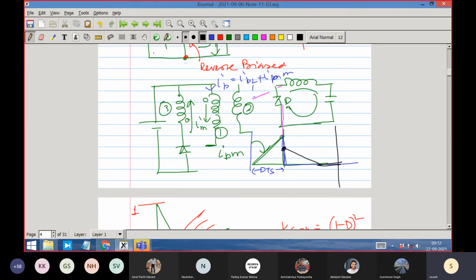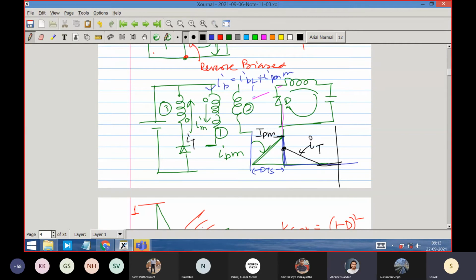And what will be the value of this peak? Can you tell me what will be the value of this peak? This peak is, let us say, I capital PM. So what will be this peak, the peak in the tertiary current? This is IT, this is I tertiary, the tertiary coil current. So what will be the peak of the tertiary coil current?